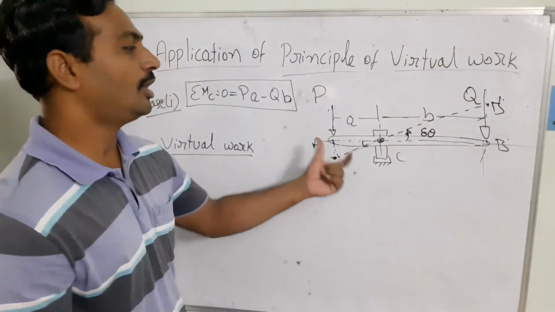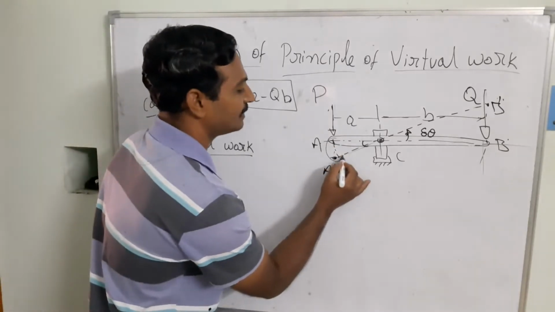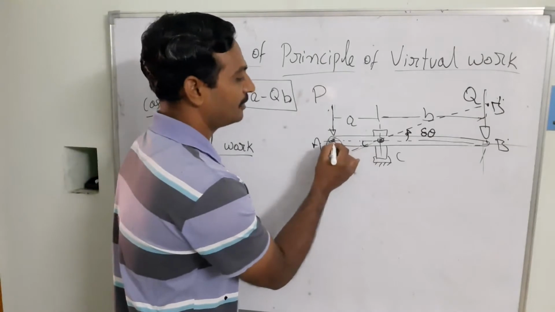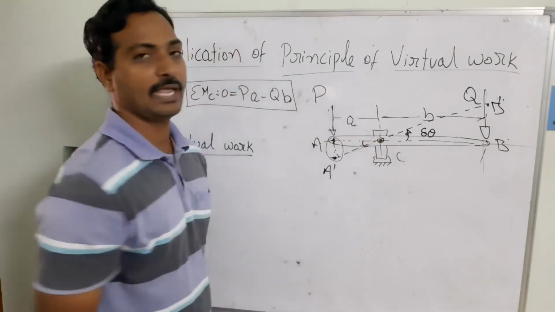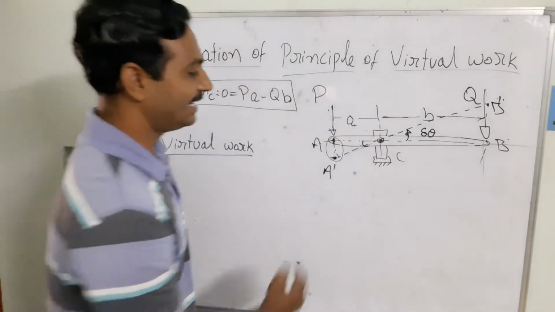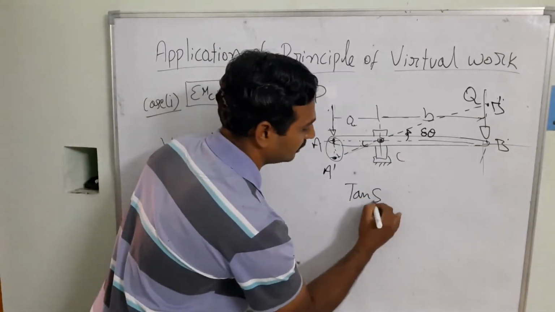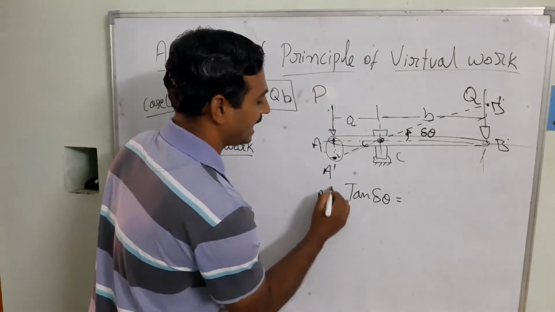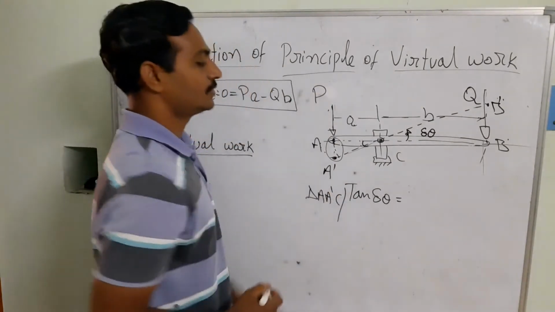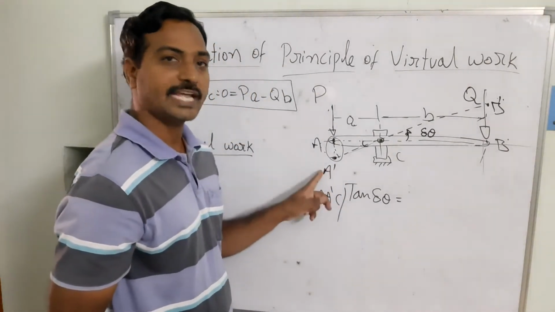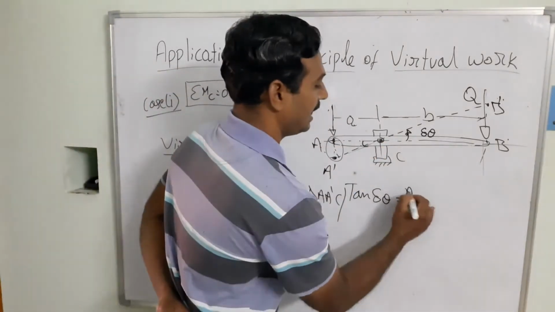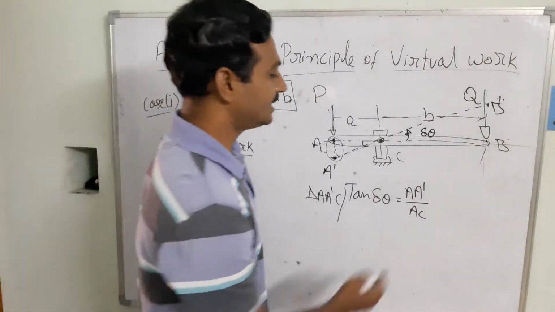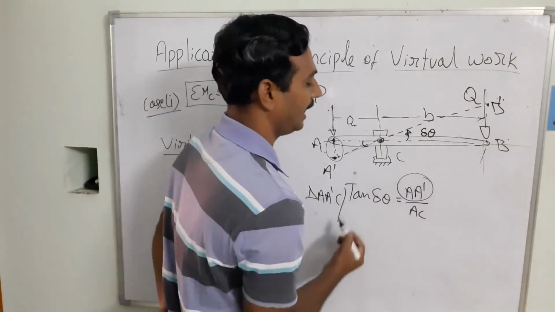So now I need to find out the displacement of A dash. Here del theta is available, and the distance from A to C is available. If I take tan del theta for the triangle A dash C, then tan del theta is equal to opposite side by adjacent side, that is A dash by AC. So in this case, we need to find out A dash.